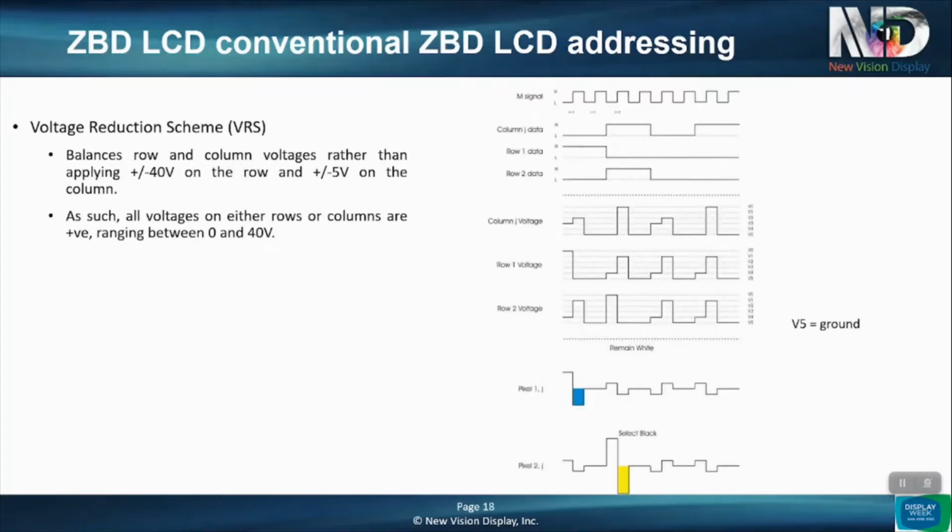One other thing to point out is we use a 0 to 40 volt STN driver. What we want is plus or minus 40 volts, and we do that by sharing the voltage. This is called a voltage reduction scheme. We share the voltage between the columns and the rows, and we use asynchronous monopolar pulses here to give bipolar pixel resultants.